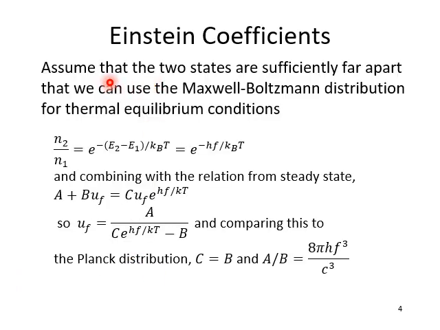Now, what we're going to do is assume the two states are sufficiently far apart that we can use a Maxwell-Boltzmann distribution to describe their occupation. And if that's so, then the ratio of the number in the upper state to the number in the lower state must be equal to e to the minus difference in energy between the states over Boltzmann constant times the temperature. So I've just written this in a slightly shorter form here with the frequency specifically in there.